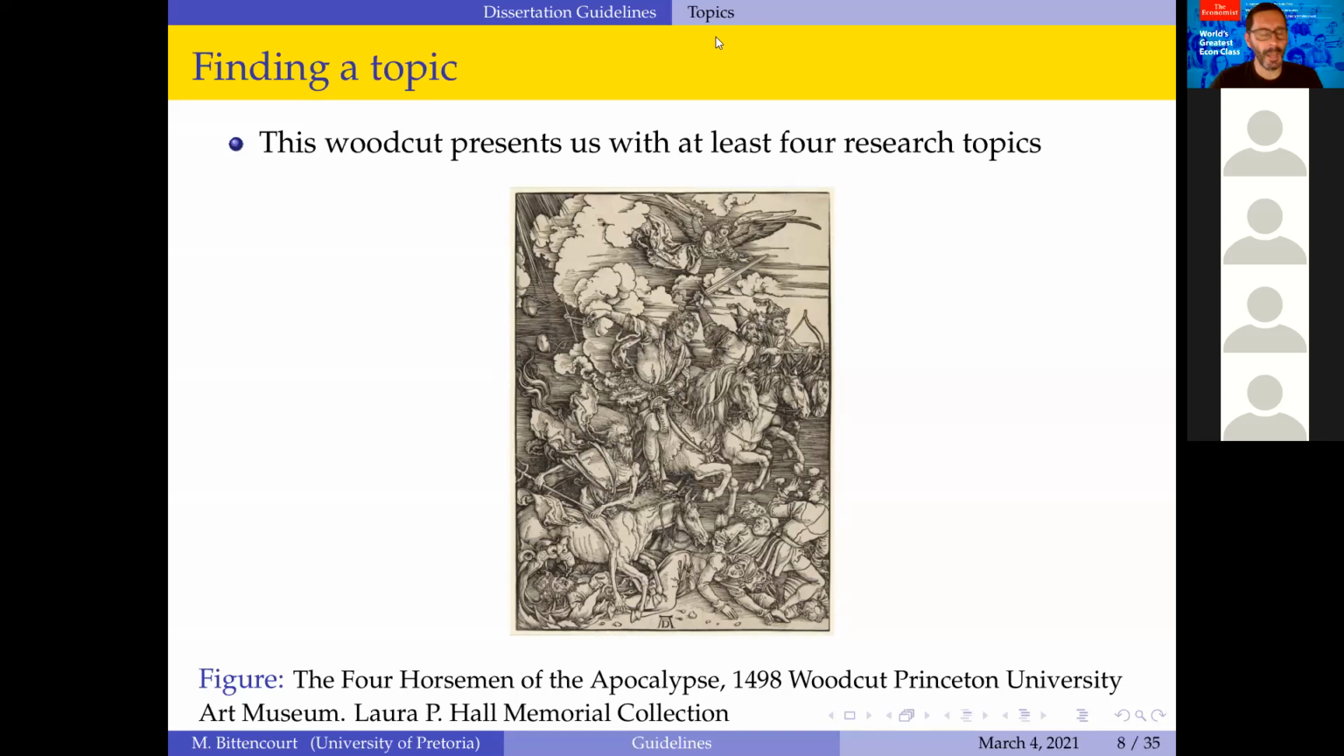So, folks, there are at least 4. Each horseman represents a particular topic, which can be pursued as a compelling topic in development macroeconomics nowadays. So you don't find topics only in particular places. You can find topics everywhere. There are plenty of topics in our society. There are lots of things happening as we speak.